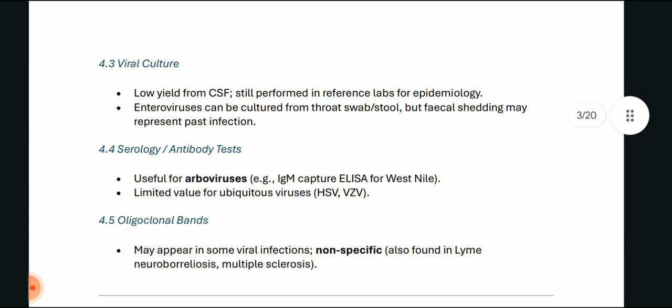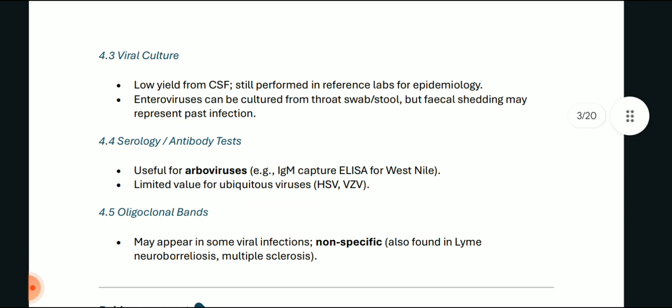Now, what about viral culture? Low yield from CSF for viruses, but they are still performed in reference labs for epidemiology. Enteroviruses can be cultured from throat swab or stool, but fecal shedding may represent past infection. Of course, viral agents grow on live hosts, like egg yolk culture or mice culture.